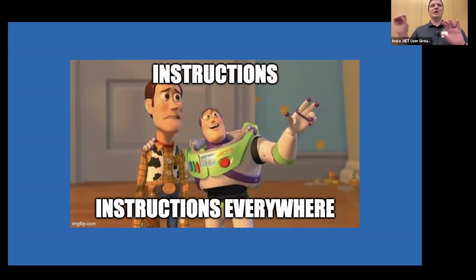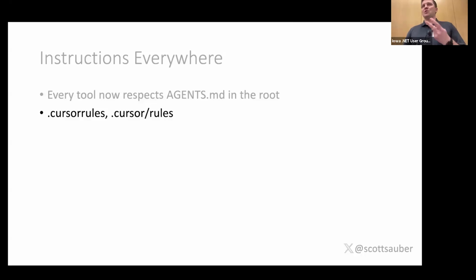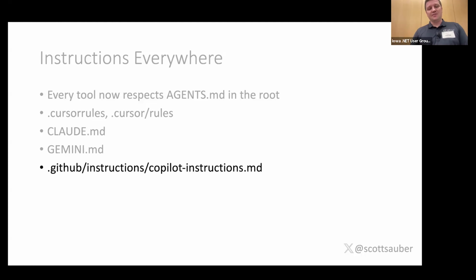So you're going to see this bifurcation of how you do instructions on these different tools. What I mean by that is every tool by default will respect an agents.md file in the root of your repository, but Cursor looks for things also in a .cursor rules file or a .cursor folder under rules. Claude looks for a Claude MD file. Gemini looks for a Gemini MD file. Copilot has that path to get to Copilot instructions.